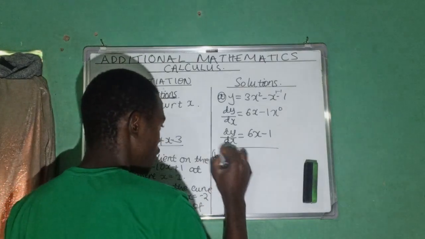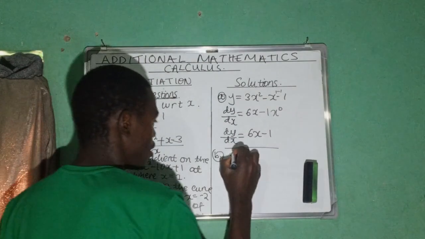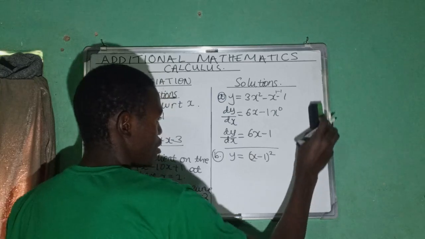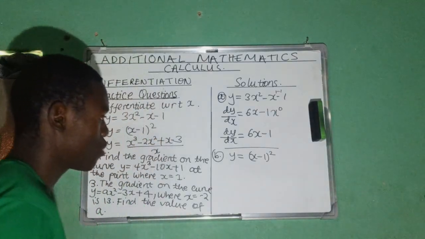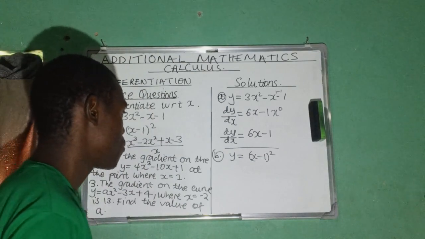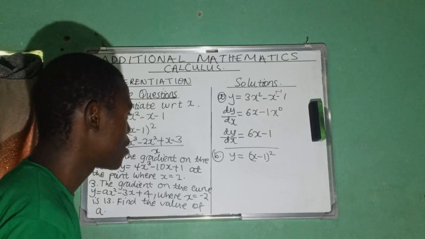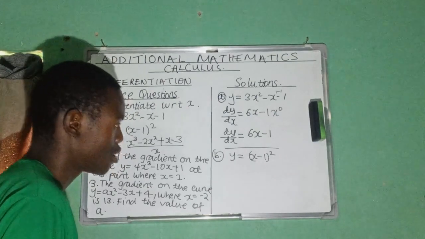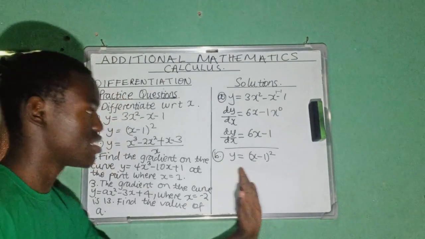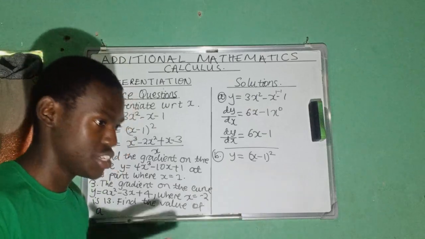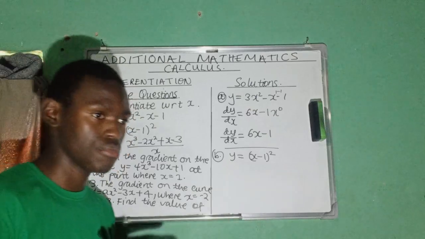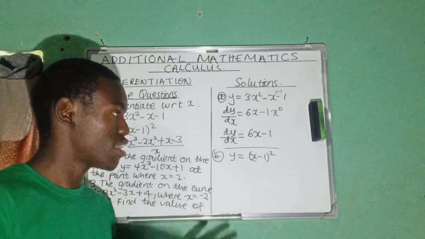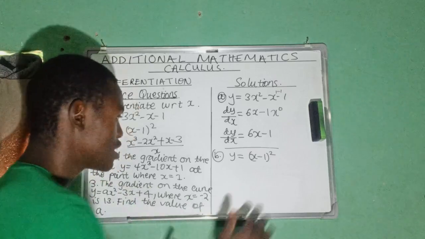Then you have your (b), which is y is equal to (x minus 1) squared. So for us to differentiate this one, we can use various methods, but since I'm not going to the chain rule, we'll just expand this bracket. There's something called the chain rule, and that is a way of differentiating, a way of finding dy/dx. Now that will be looked at a later stage. So let's just expand this bracket.